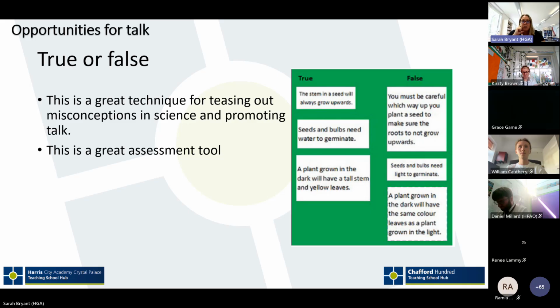Early Key Stage 2, you might use true or false, and for Upper Key Stage 2, you might do support or refute. So again, increasing that terminology, increasing that language. This is a great assessment tool.